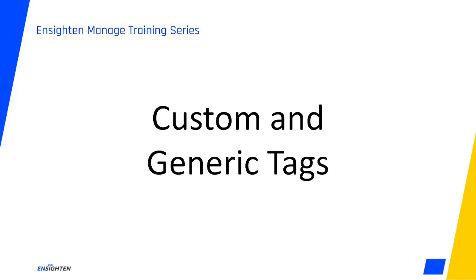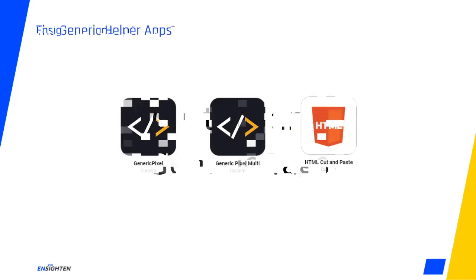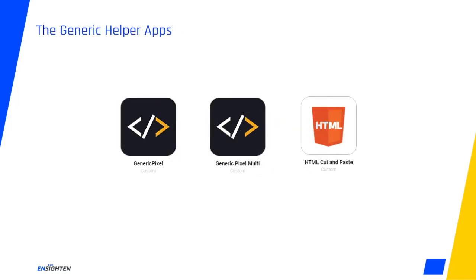With these handy tools, you can create any vendor tag at all, though they aren't going to be custom designed for your vendor, of course. As of the time I'm recording this video, there are 3 of these helpful generic apps. These apps are Generic Pixel, Multi, and HTML Cut and Paste.